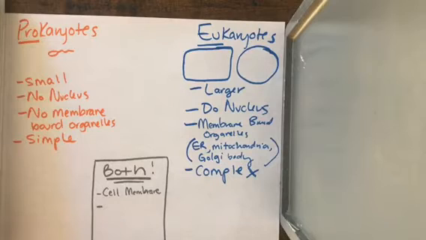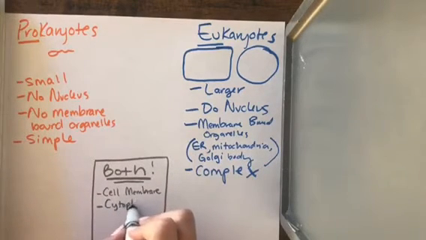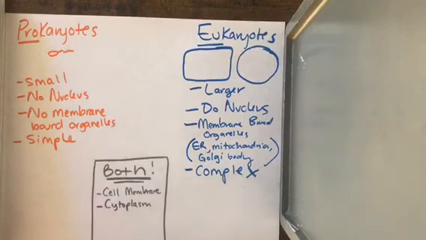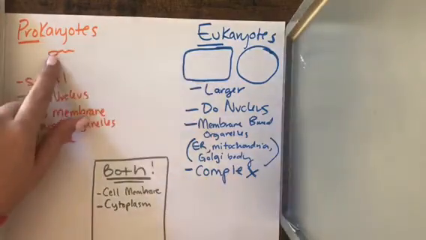Prokaryotes and eukaryotes also have cytoplasm. And cytoplasm is the jelly-like fluid where all of the chemical reactions take place, and it's basically what fills in all of this space right here. So it's going to fill in all the space in both of the cells.